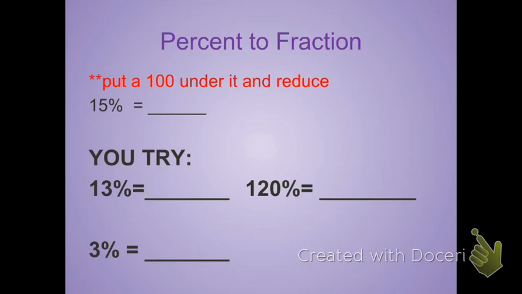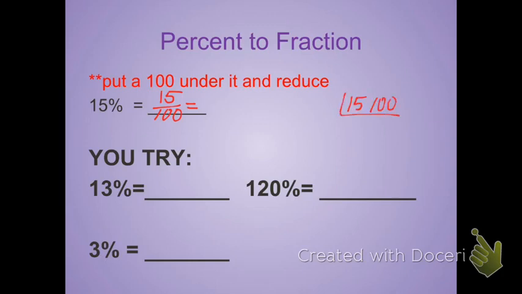So let's look at the first example. 15%, this is not in your notes, this is my example for you. So 15% would be what over 100? 15 over 100. Are we finished with this one? No, because it can reduce. Okay, and I can make the cake, or you can reduce it a different way, but I'll go ahead and make the cake for you.